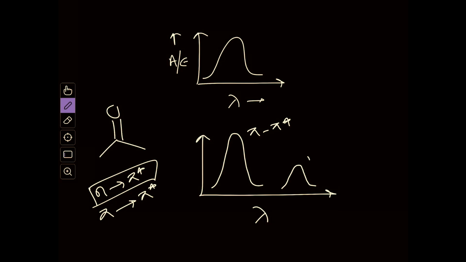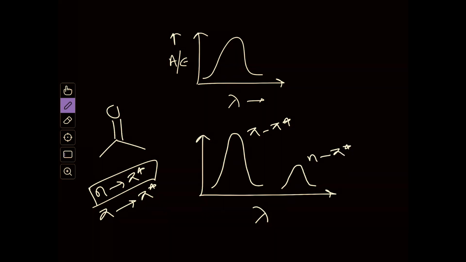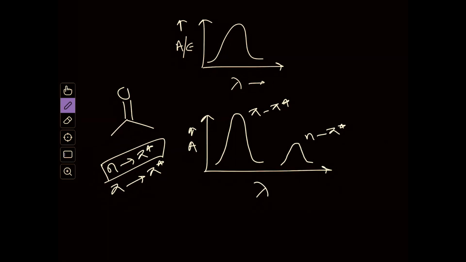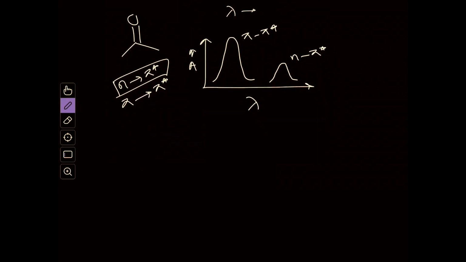So this is the typical UV spectrum of a compound which has both n→π* and π→π* transitions, and this axis may be A or epsilon. So by looking at the intensity and the wavelength value, you can distinguish whether a particular transition is n→π* or π→π*. So this is the thing.